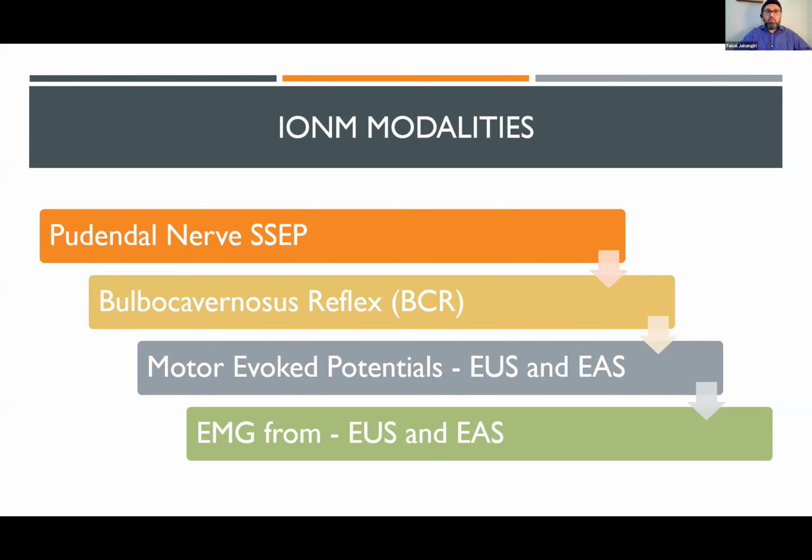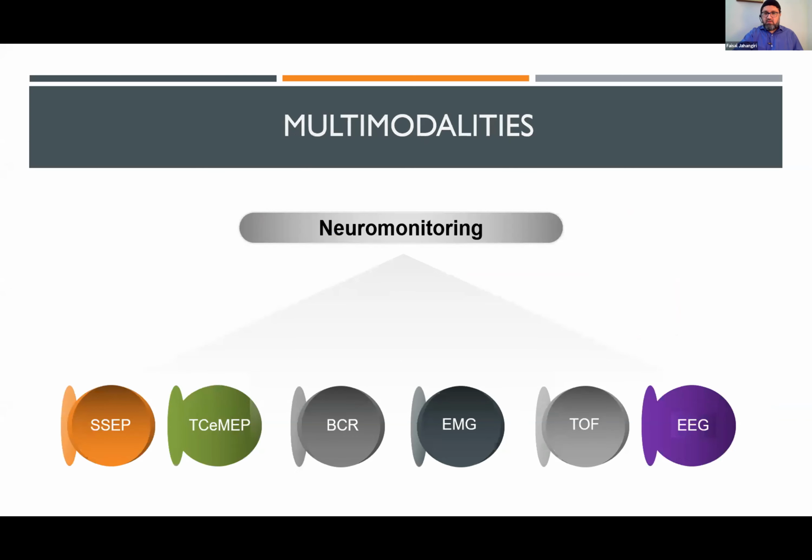So the common modalities that can be used to minimize the damage: we can add pudendal nerve SSEP, and we can add the bulbocavernosus reflex, or BCR. We can do motor evoked potentials from the external urinary sphincter and external anal sphincter muscle. We can do EMG from the external urinary sphincter, external anal sphincter and internal anal sphincters. Those are the 4 modalities we can add to our normal routine monitoring.